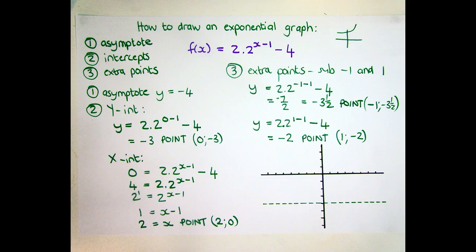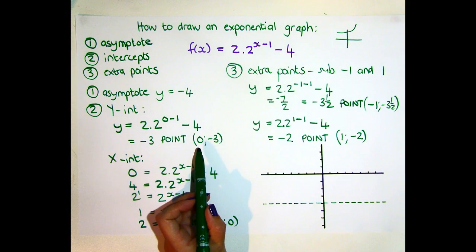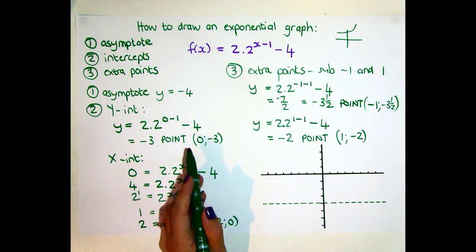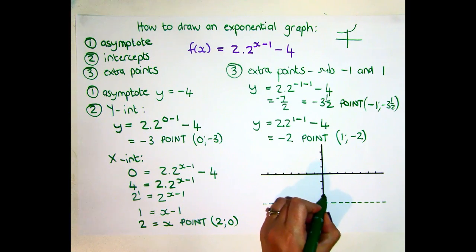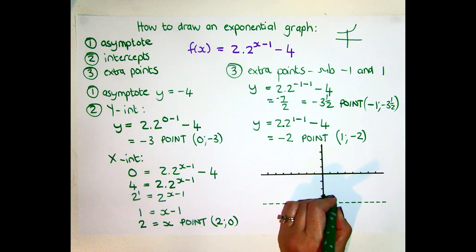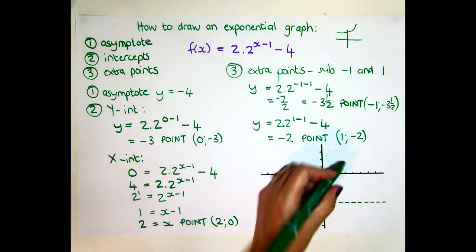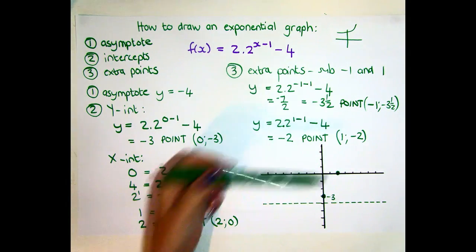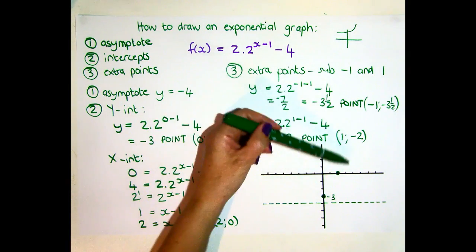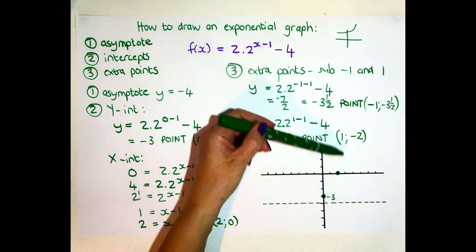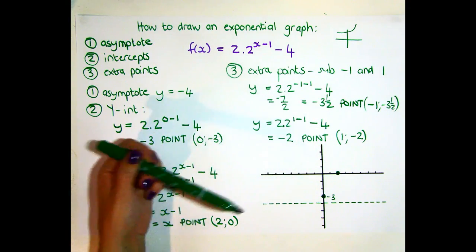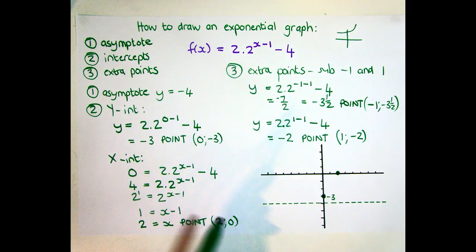The next thing is the intercepts, so I'm going to plot the point 0 and negative 3. So that is down here. And that's the point negative 3. I'm going to put the points on as I go, or I can do it at the end. And then I'm going to plot the point 2 and 0. So 2 and 0 is over there. And you can see that while I can kind of gauge the shape, because I know what an exponential graph looks like, I don't really know. So I'm going to need to plot some extra points so that I've got the right shape.